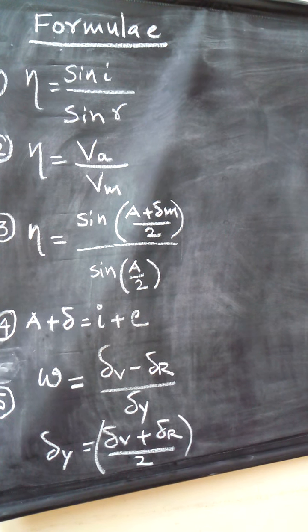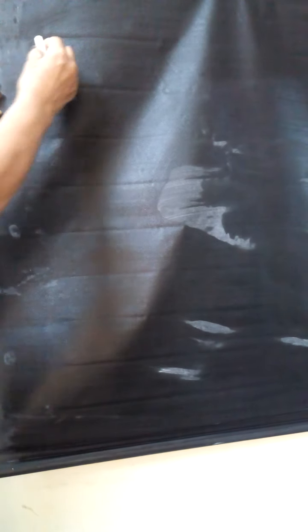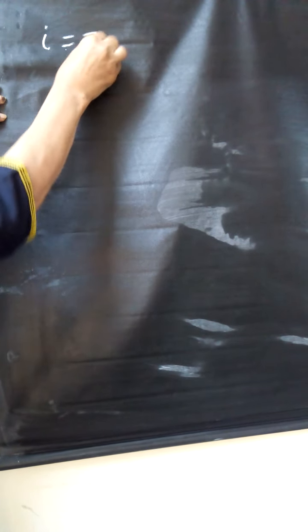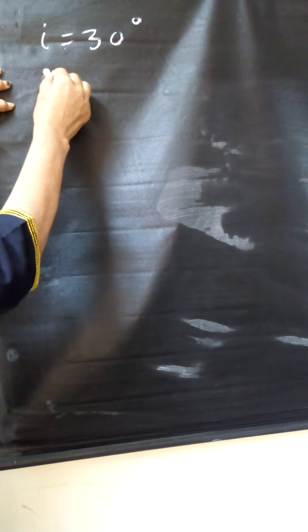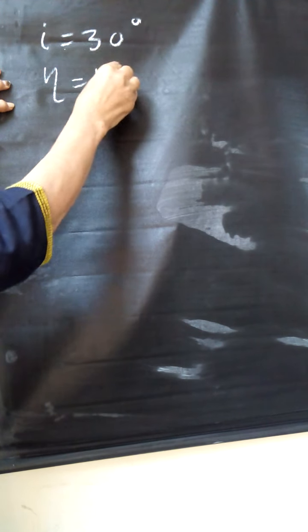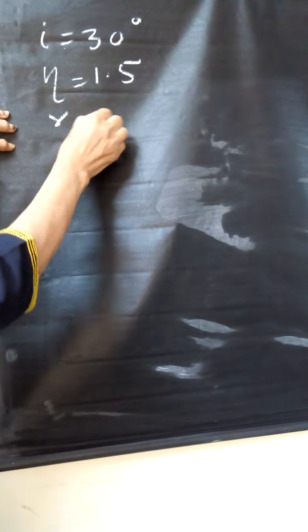The second problem in the list is: a ray of light enters from air into glass with an angle of incidence 30 degrees. Find the angle of refraction if Ri of glass is 1.5. Ri means refractive index. Again we will write down the given data. You are given I is equal to 30 degrees and you are given the refractive index as 1.5. You are supposed to calculate R, the angle of refraction.